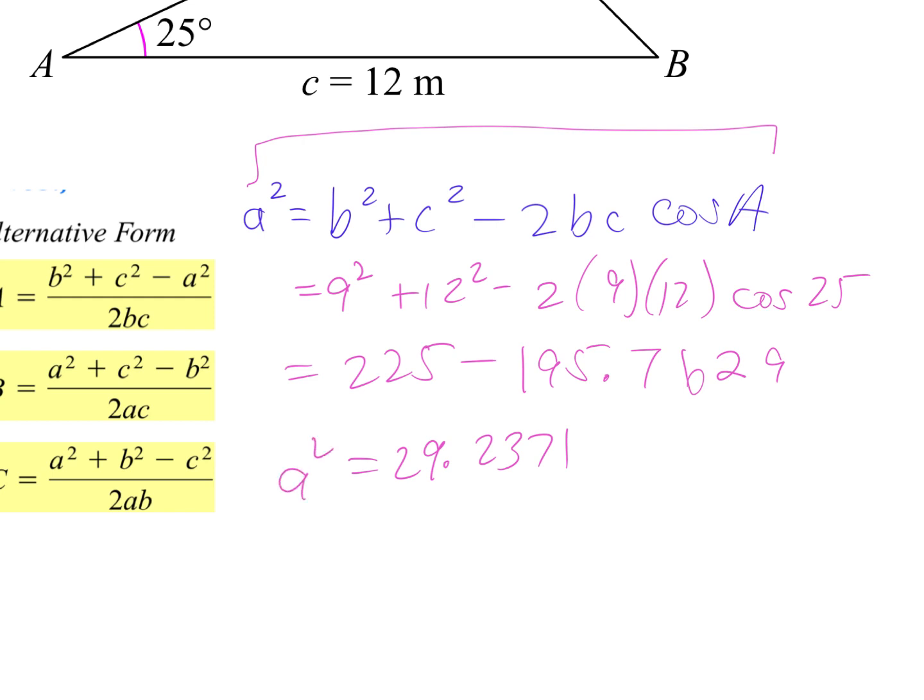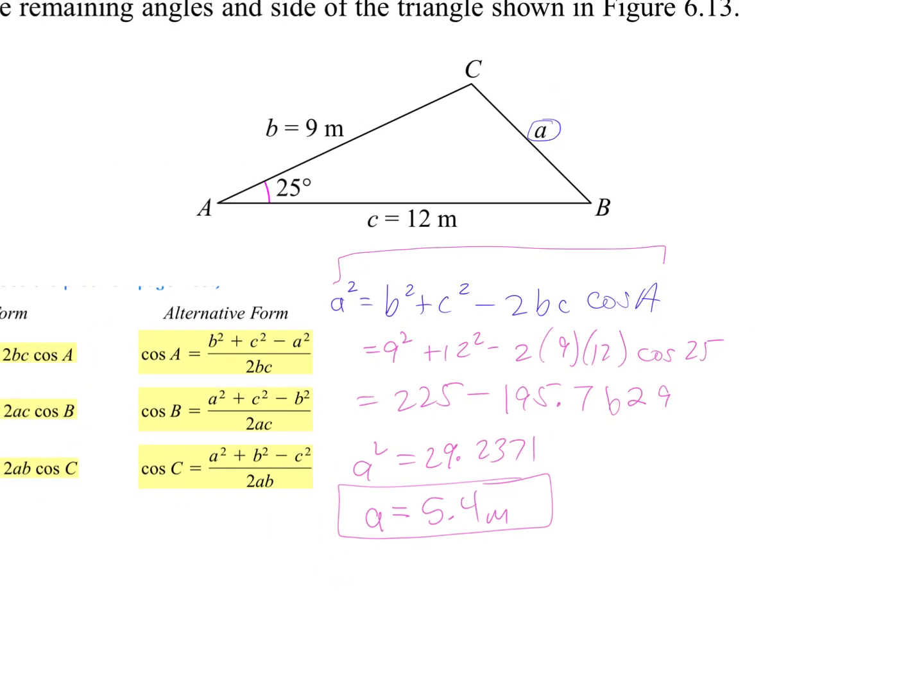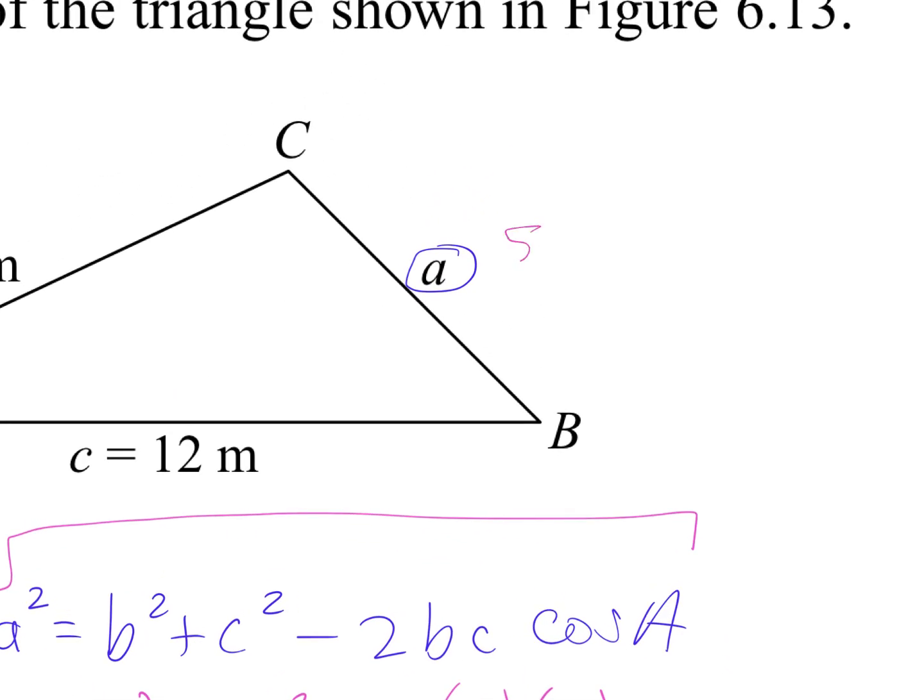How do you find a? Take the square root. So the square root of that, a would be 5.4 meters. Now think about this for a second. First of all, when you take the square root, you should have plus or minus, okay? A lot of you on your test forgot the plus or minus when you took the square root, so you got points off. But in this case, do you need a negative measurement here? No, you only want the positive because there's no negative length. So we found out that side a is about 5.4.